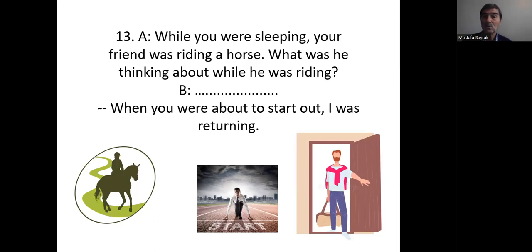When you were about to start a journey. Start out means starting a journey, or set off. Set out is also possible. When you were about to start out, I was returning. I was coming back. I think the one on the right says this: when you were about to start out, I was returning.